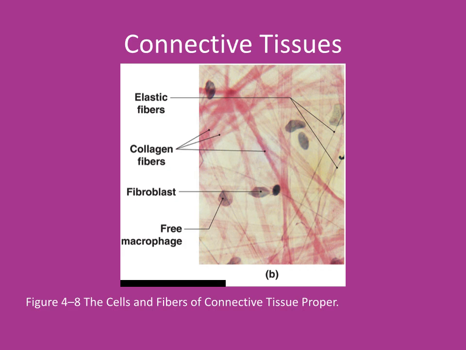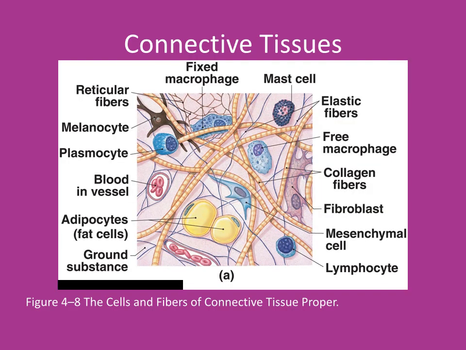Another kind of cell that we see a lot of in connective tissue proper are called free macrophages. What do macrophages do? They eat up bad stuff. Yeah, they're the garbage collectors. They come around and eat it up if you don't want it. So if a cell dies, macrophages come in and eat it up.